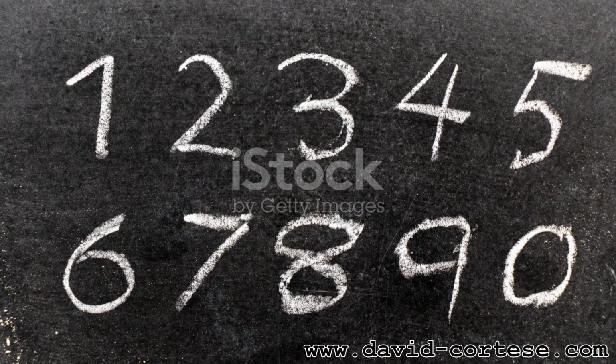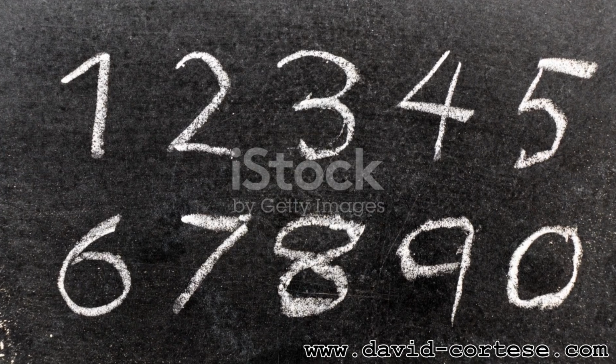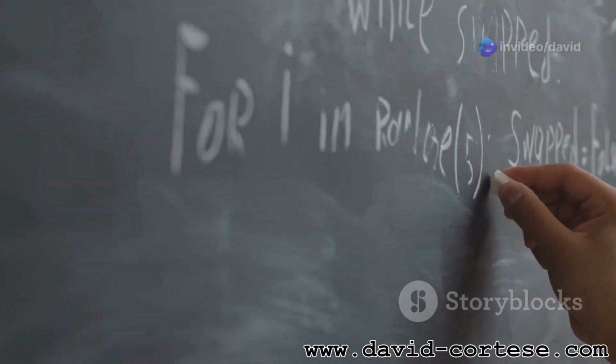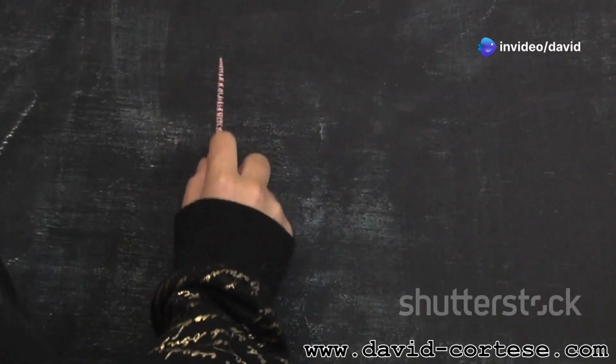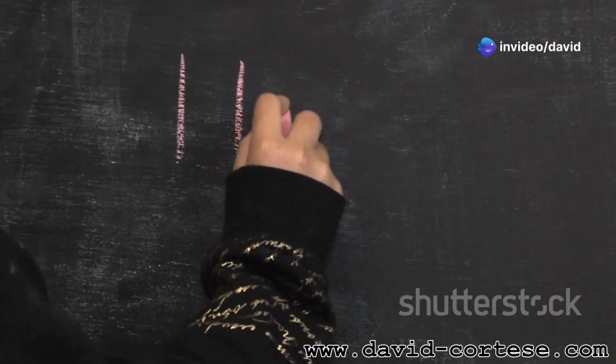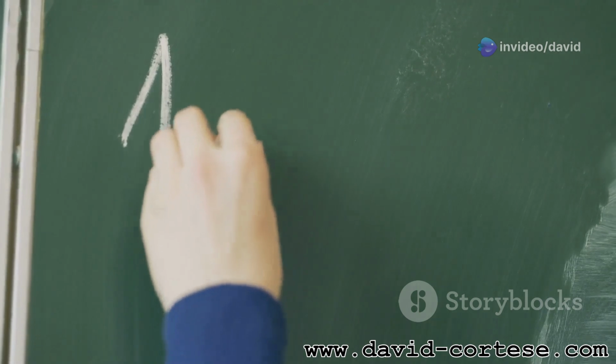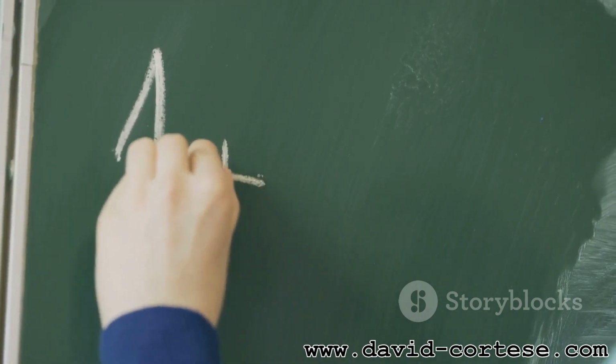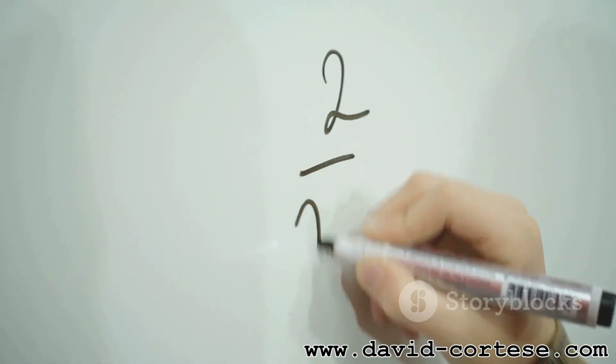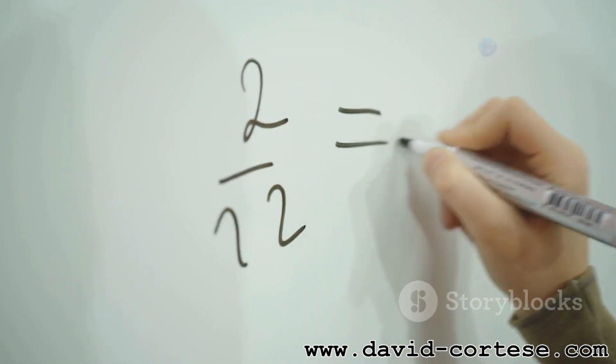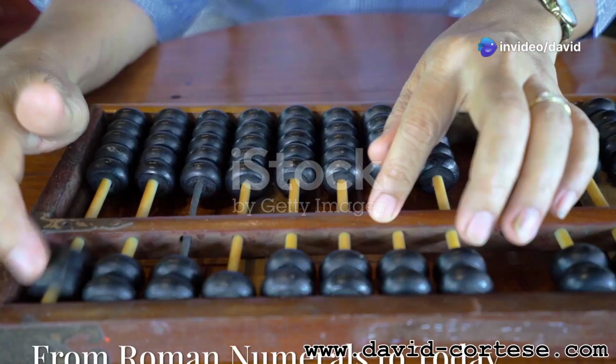After 10, we use a combination of words to create larger numbers. 11 and 12 are unique words. From 13 to 19, we add teen to the end of the number words. 13, 14, 15, and so on. For numbers 20 and above, we use multiples of 10 such as 20, 30, 40, and so on. To form numbers like 21, we simply combine the multiple of 10 with the numbers 1 through 9.